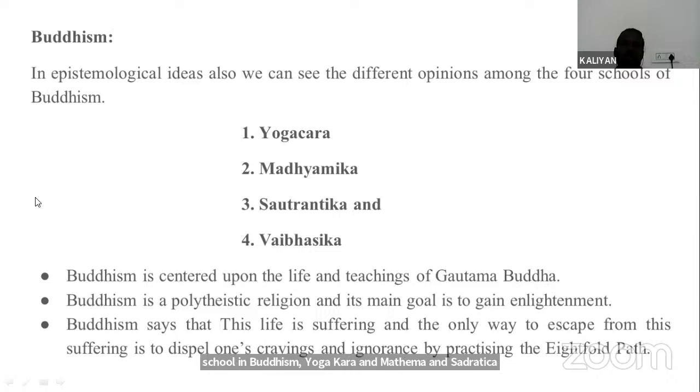Buddhism is centered upon the life of the Buddha, and its main goal is enlightenment. Buddhism says life is suffering, and the only way to escape from this suffering is the dispersal of craving, by practicing the eightfold path in Buddhism.